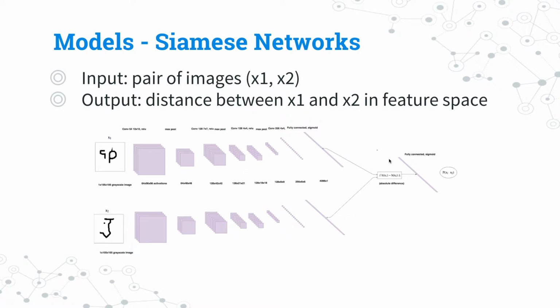Okay, so just to be concrete about this, the input for the network will be a pair of images, x1 and x2, and the output would be the difference between x1 and x2 once they're in the feature space instead of in the original pixel space.